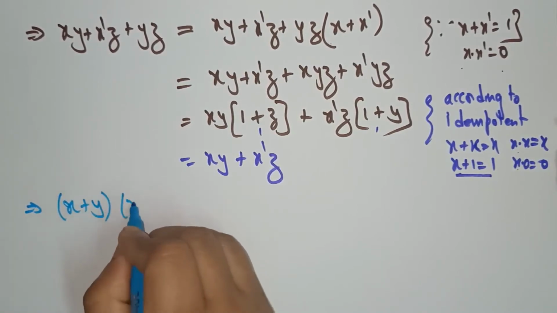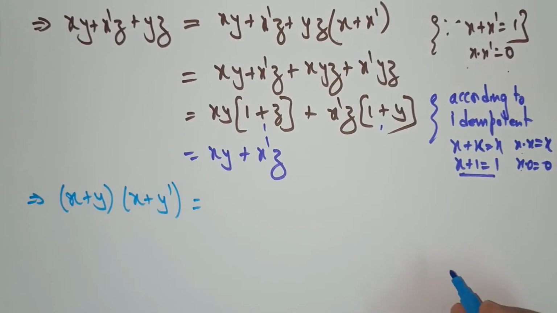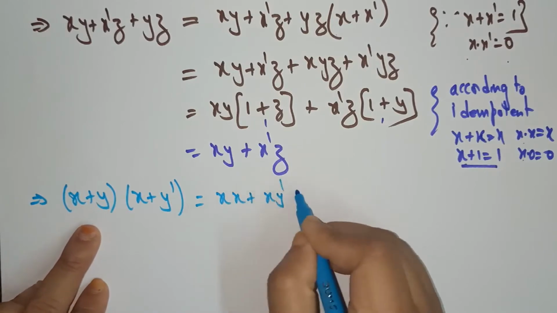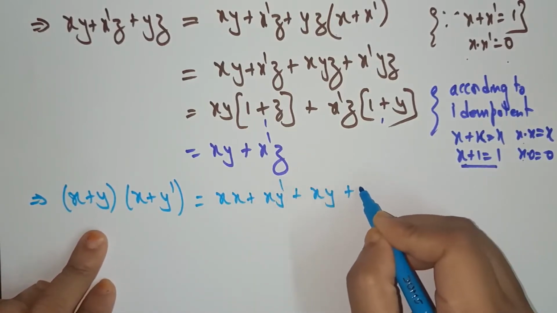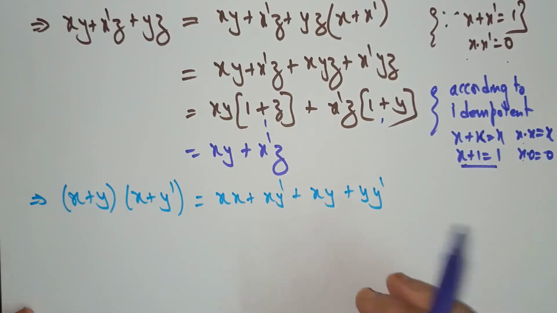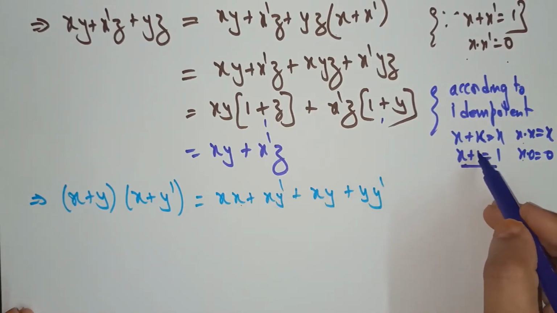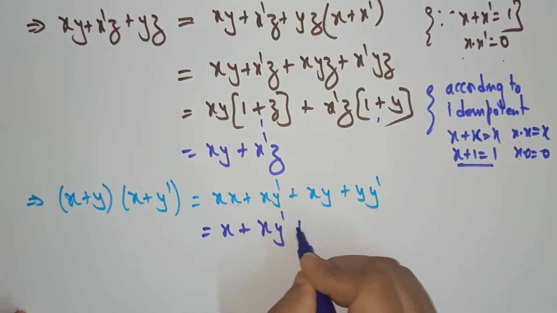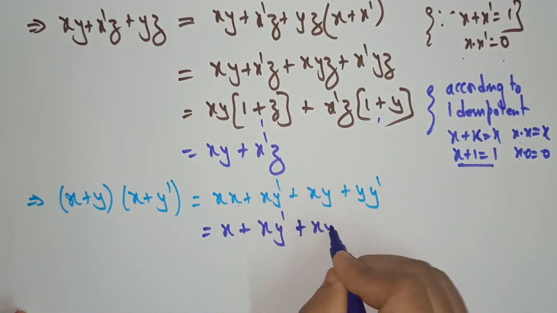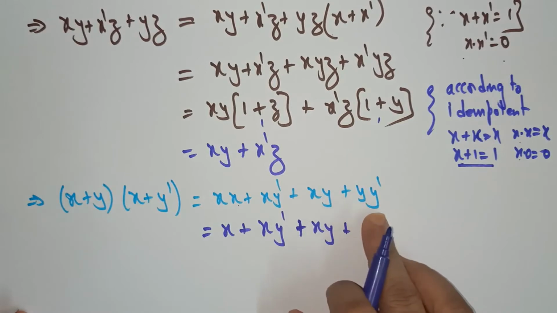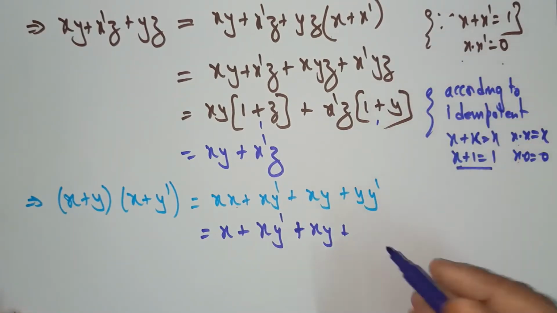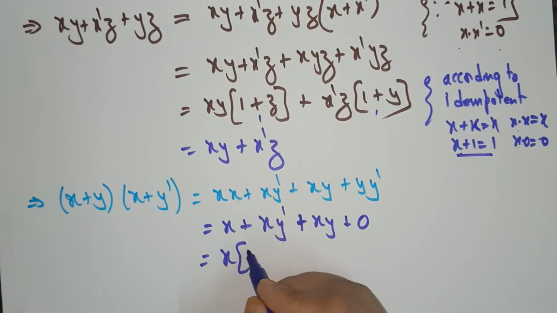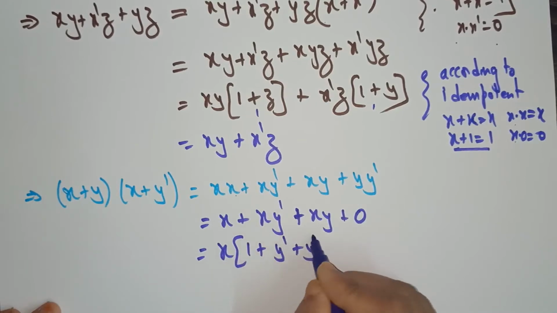Students, don't get confused. It's very easy to minimize the literals. So try to multiply the terms first: (x plus y) into (x plus y dash), which gives x into x plus xy dash plus xy plus y into y dash. Now we know that x into x, according to the idempotent theorem, is nothing but only x. For xy dash and xy we don't get any formula. And y into y dash is 0 only. Now let's take x as a common here. If I take x as a common, I am getting 1 plus y dash plus y.